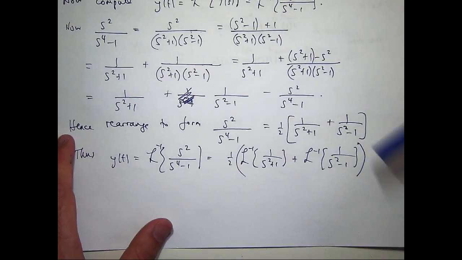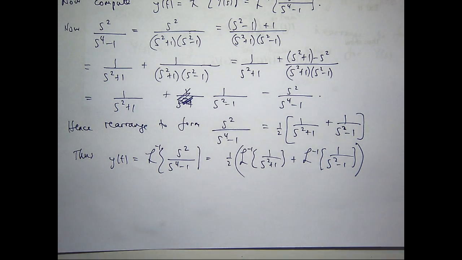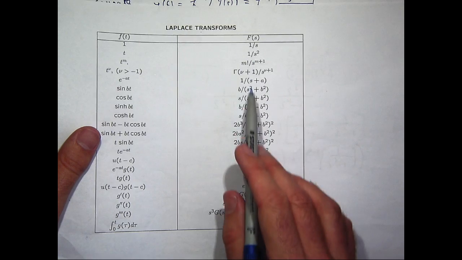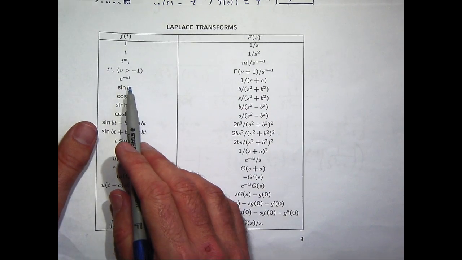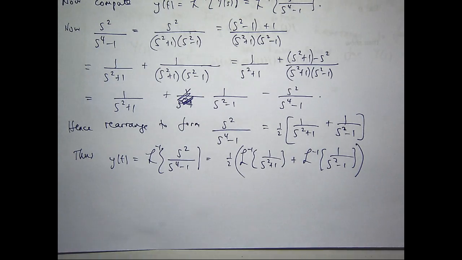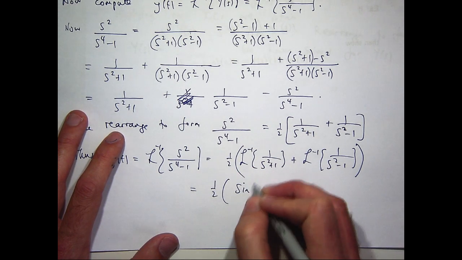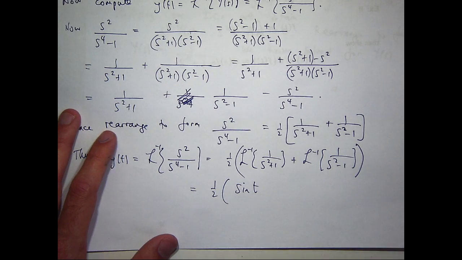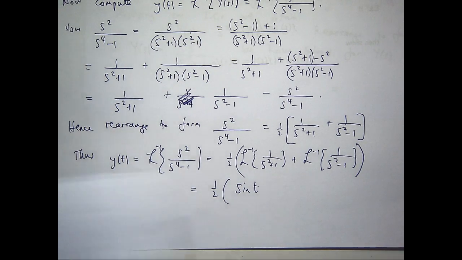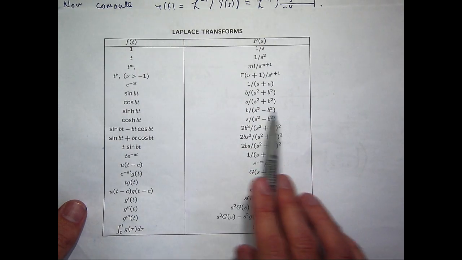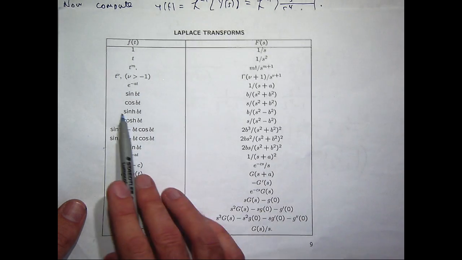Okay, well, let's have a look. The inverse transform of 1 on s squared plus 1 is going to be something like sine 1t. So that'll give me sine t there. And the inverse transform of 1 on s squared minus 1, okay, so it's going to be something like that one there, sine bt with b equals 1.